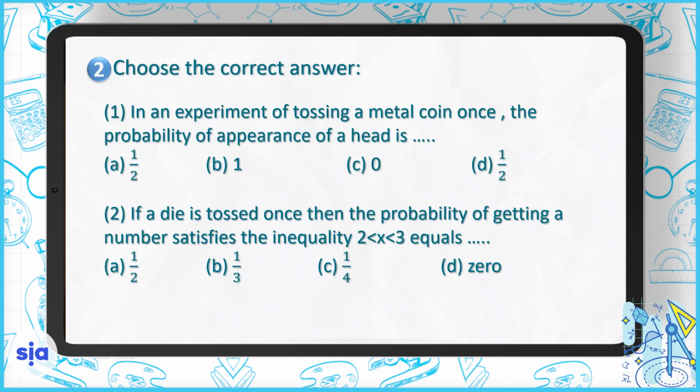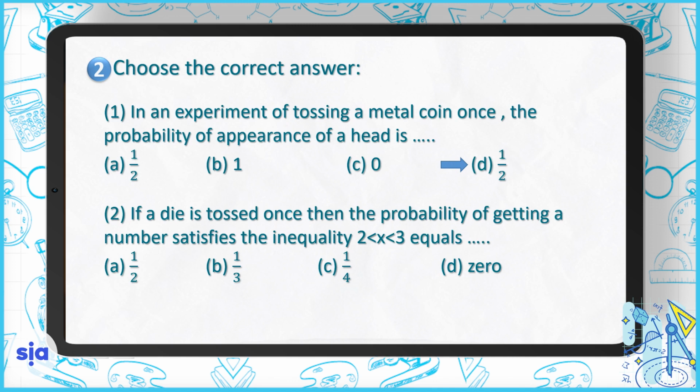Let's go to another type of question, which is question 2, choose the correct answer. In an experiment of tossing a metal coin once, the probability of the appearance of a head is what? We know that the coin is either head or tail, so the head is 1 out of 2, so the probability of head is 1 over 2.